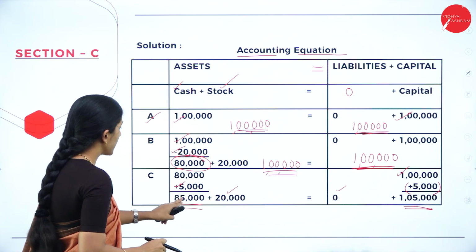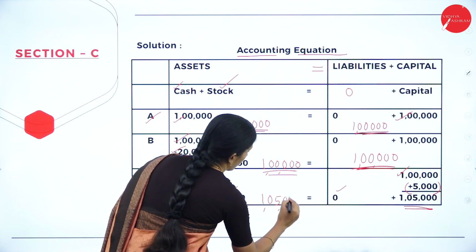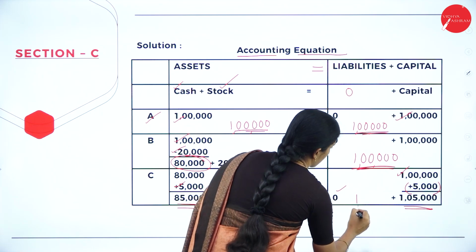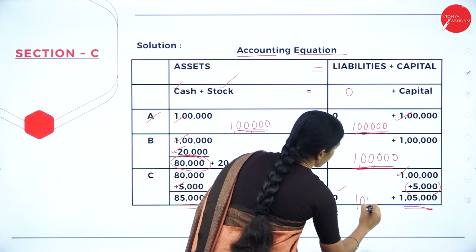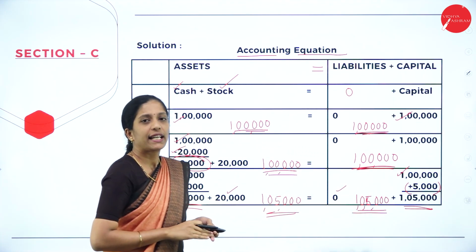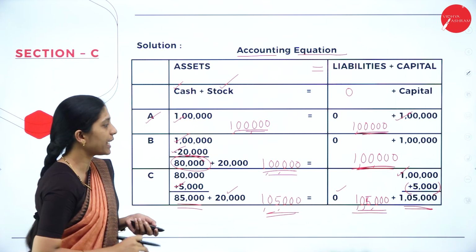Now if you add both the sides, 85,000 plus 20,000, it will be 1 lakh 5,000. And on the other hand, 0 plus 1 lakh 5,000, it will also be 1 lakh 5,000. So, hope you are clear about it. So, this is how you have to solve the problem on accounting equation.